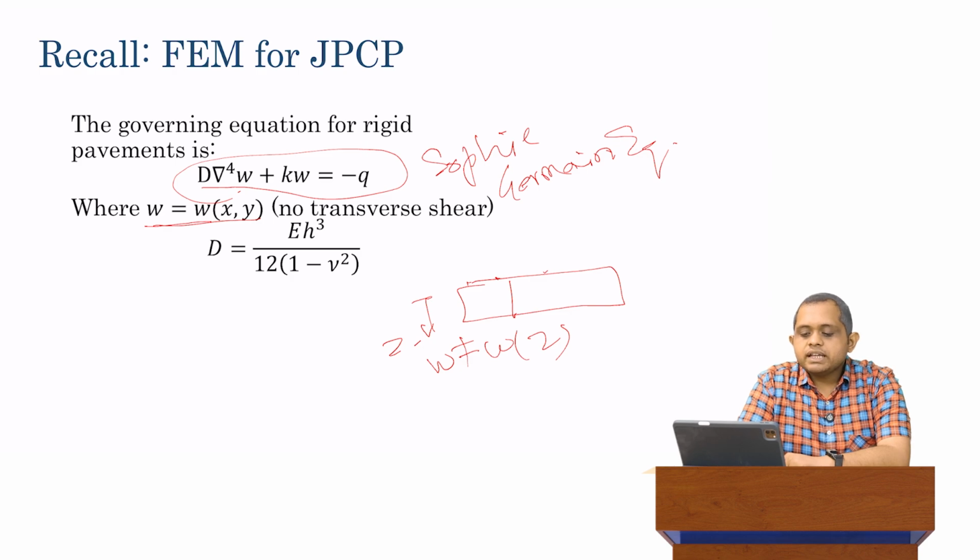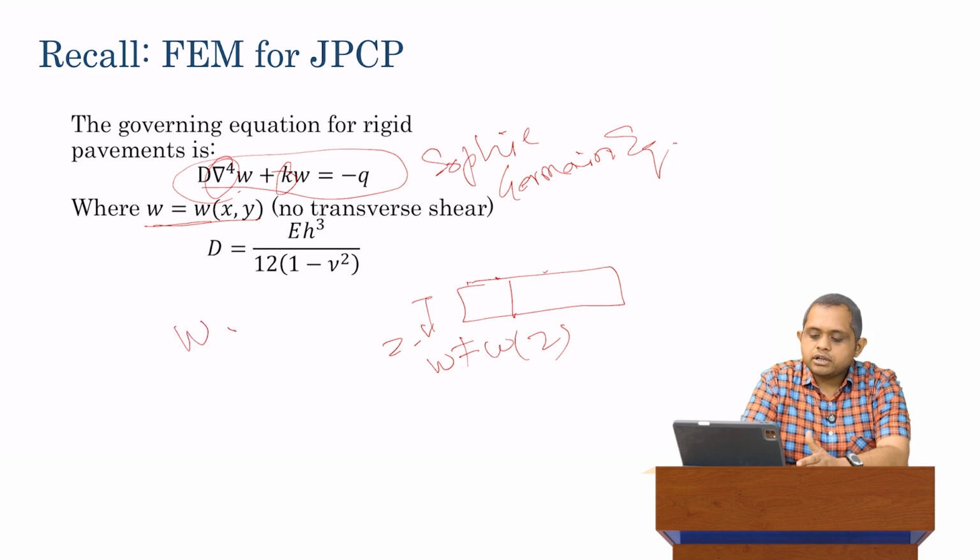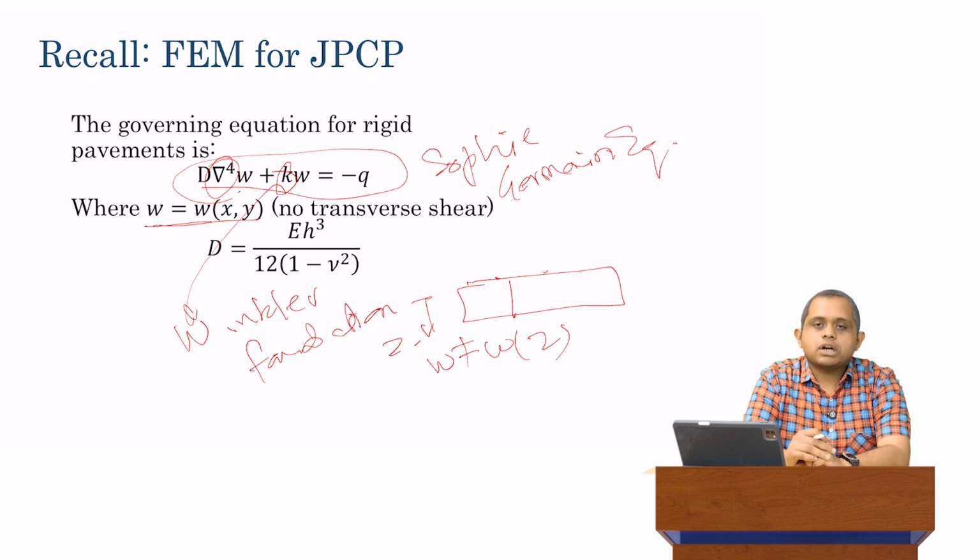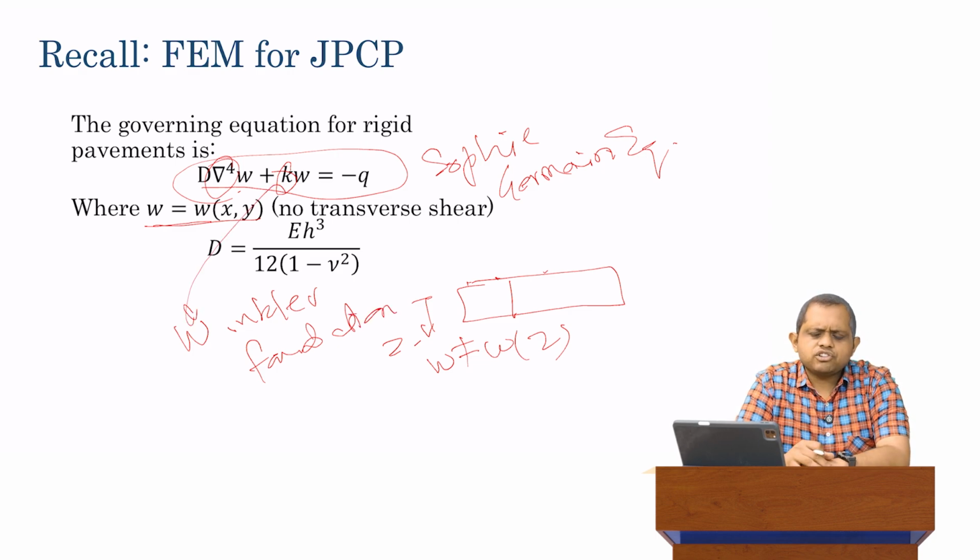So what we have is D into del power 4 W. This is a biharmonic operator, del power 4, plus Kw is equal to minus Q. Here K is the coefficient of subgrade reaction. It's basically a correction we add to the Sophie-Germain equation to account for the fact that our JPCP slabs have boundary conditions where they are sitting on a bed of springs. That's what we called a Winkler foundation. Let me write that down. So this was a Winkler foundation assumption that we made, and that's where this K value comes from. So that is the correction essentially of the Sophie-Germain equation.